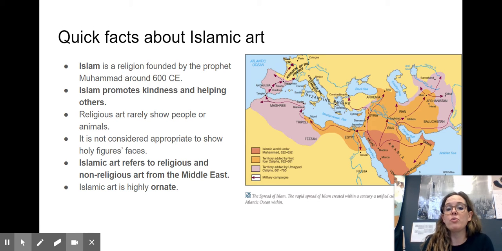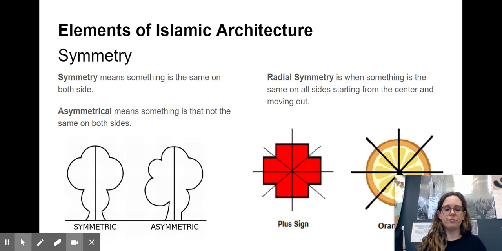Islamic art refers to both religious and non-religious art from the Middle East. So it's both religious and from the area. Islamic art is highly ornate.